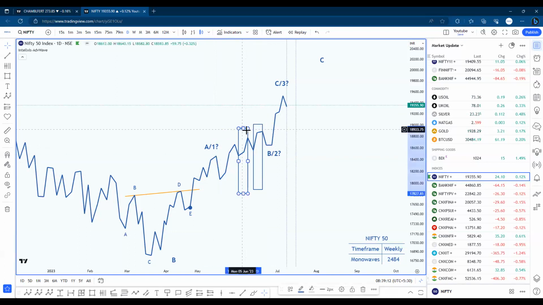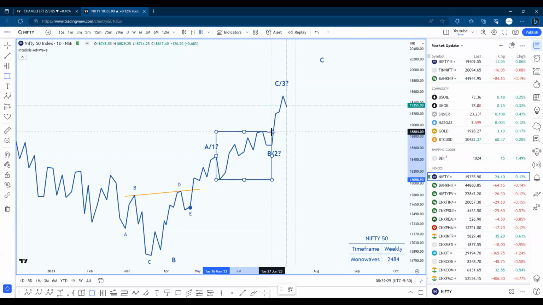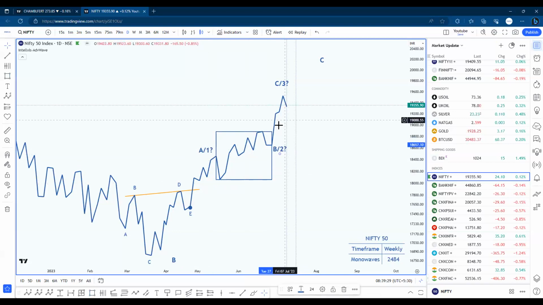So wave B itself is a diametric right now. So I'm not marking A, B, C, D, E, F, G right now. I'm just telling you here that there is a diametrical pattern, which follows all the rules of the diametric, which ended over here. A and B.